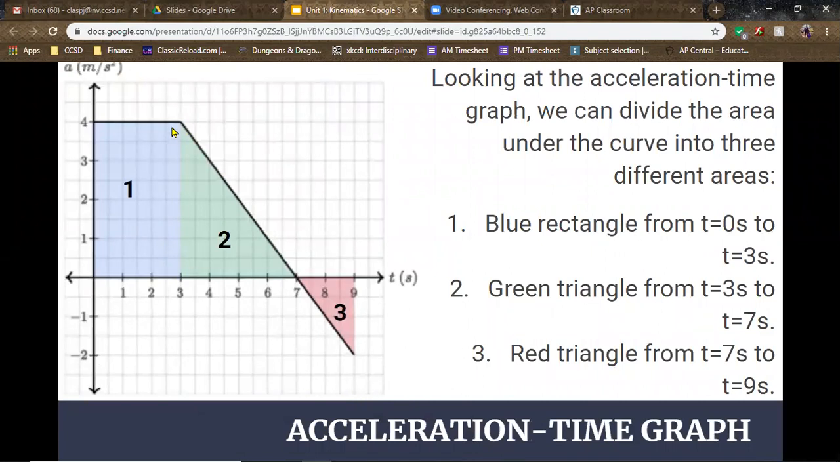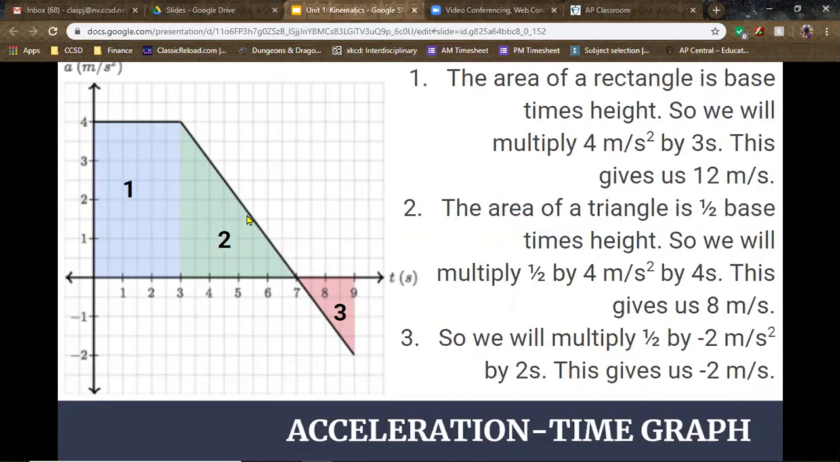The colors might be a little hard to see. I apologize for that. But from 0 to 3 seconds, we can split this up into a blue rectangle. Well, I can calculate the area of a rectangle, so that's easy. Then I go from 3 seconds to 7 seconds, that's just a green triangle. Well, I can calculate the area of a green triangle. And then we have our red triangle right here. I can calculate that area. So by breaking it down into shapes that I know, I can calculate each one of these small areas individually and then combine them all together, all right? So this is a good example.